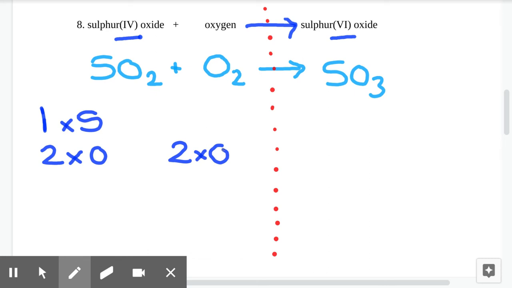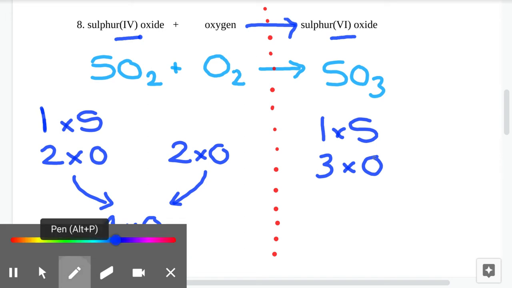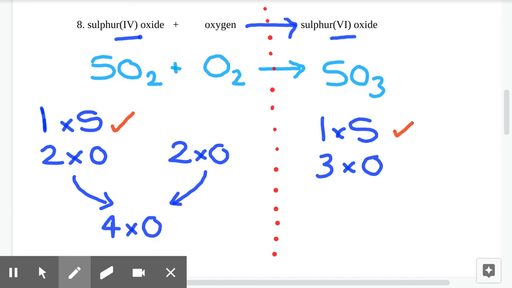That gives us a slight issue, because cumulatively we've got 4 oxygens overall. On the right hand side we've got 1 sulfur and we've got 3 oxygens. The left hand side is made slightly more difficult by having this double location of oxygen, but hopefully we'll get to that. On the right hand side then we've got fewer oxygens. The sulfurs are actually okay. We've got 1 of each. It's the oxygen that's wrong.